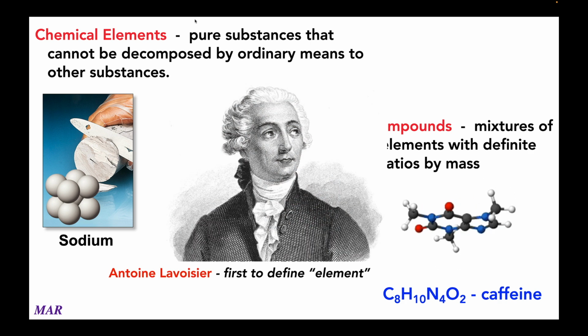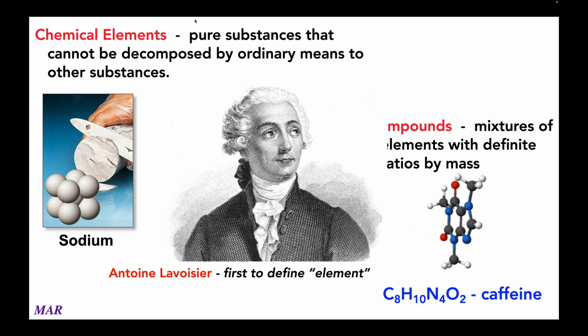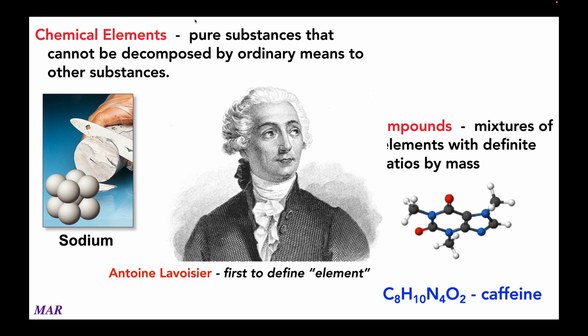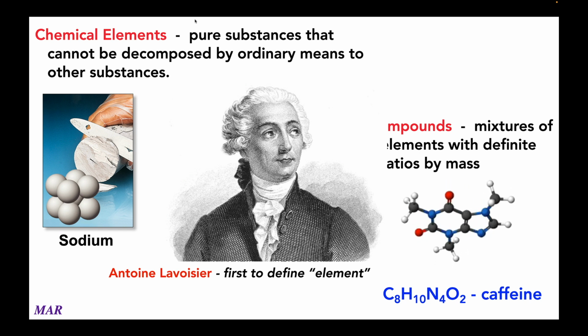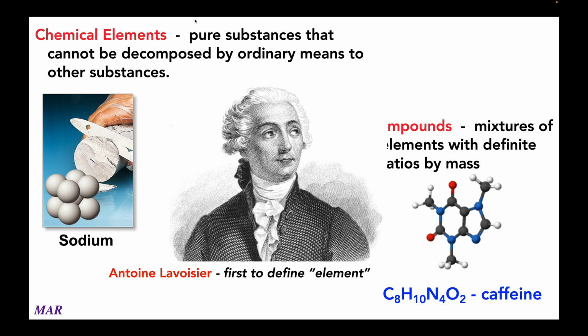The first person to define element and use that term was a person named Lavoisier. And Lavoisier was an important chemist around the late 1700s. He was one of the ones to use the idea of elements as the building blocks, and we'll talk more about Lavoisier as well in a future lecture.